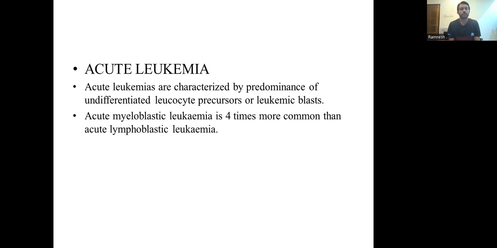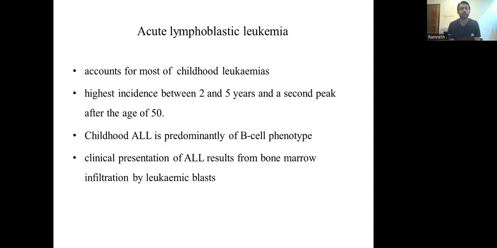Acute leukemias are characterized by predominance of undifferentiated leukocytes, precursor or leukemic blast cells. Acute myeloblastic leukemia is 4 times more common than acute lymphoblastic leukemia. Acute lymphoblastic leukemia accounts for most of the childhood leukemias. Highest incidence is between 2 to 5 years and a second peak after age of 50. Childhood acute lymphoblastic leukemia is predominantly of B cell phenotype.